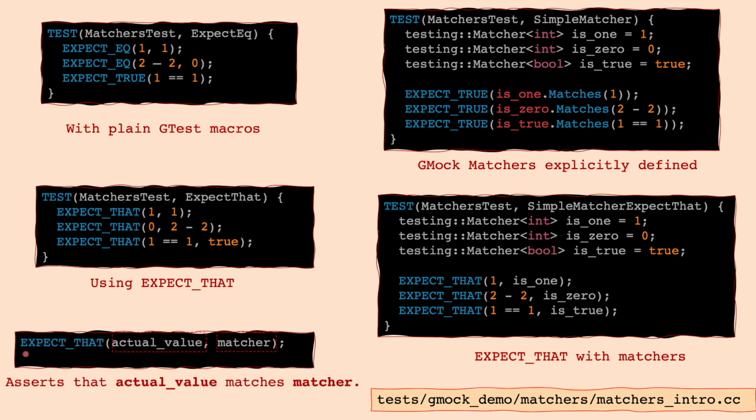Before that, let's review expect that. Expect that is a macro that you can use to compare a value, usually an actual value coming out of a function that you want to test, to see if that value matches a matcher which is of this type. You can see these examples and run them yourself from this path in the repo that I provided.